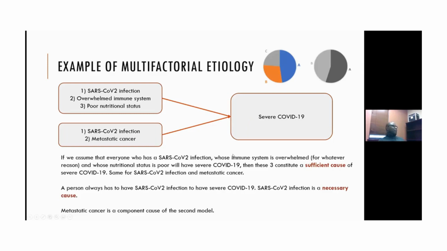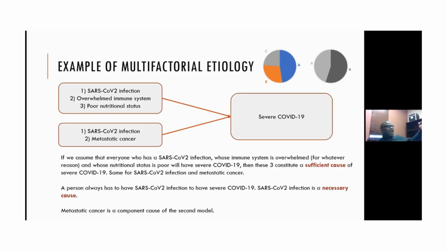So here is an example. When you look at the boxes right here, SARS-CoV-2 infection, overwhelmed immune system, or nutritional status, that taken together are regarded as a sufficient cause because those are three conditions where whenever they all come together, they interact, they would produce severe COVID-19 as an effect, as a disease. There might be a different constellation that's also a sufficient cause. Like you see here, somebody who has SARS-CoV-2, who has metastatic cancer, those are two causes that when they interact, they always produce severe COVID-19 as an outcome too, at least in the context of this conversation.